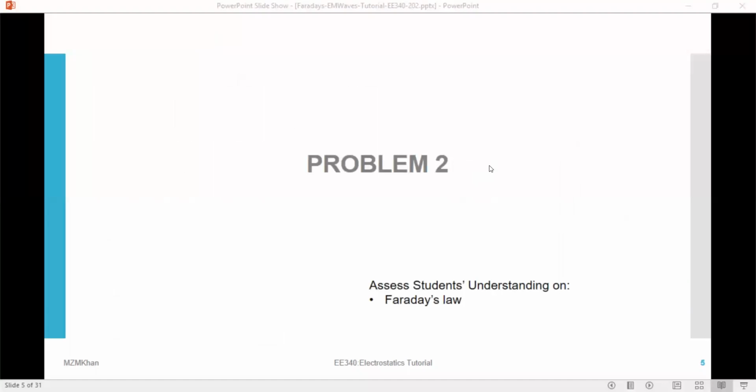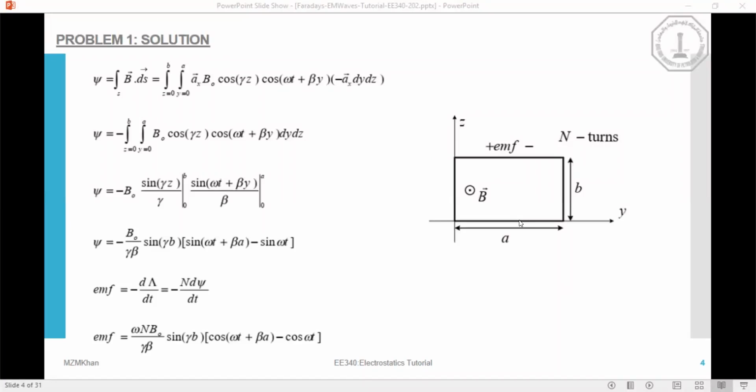Now let us go to the second problem. So the second problem is again, yes. Yes, please. Is there any case that we can't use the flux equation?